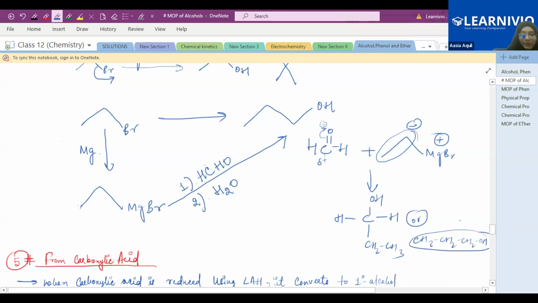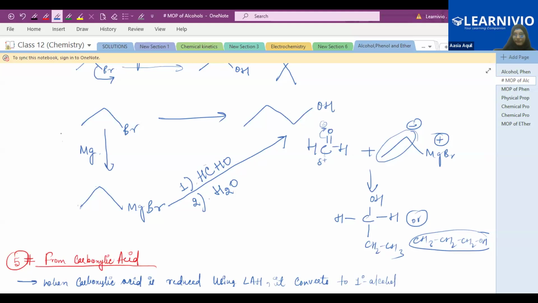right? So how can we convert ethyl bromide to propanol? The first step is to react it with magnesium. It will give you a Grignard reagent. And once you get the Grignard reagent, just add formaldehyde. Treat it with formaldehyde. And in the second step, what do you do? You can call it protonation, you can call it hydration. Do the hydration and you will get the propanol. Is it clear?